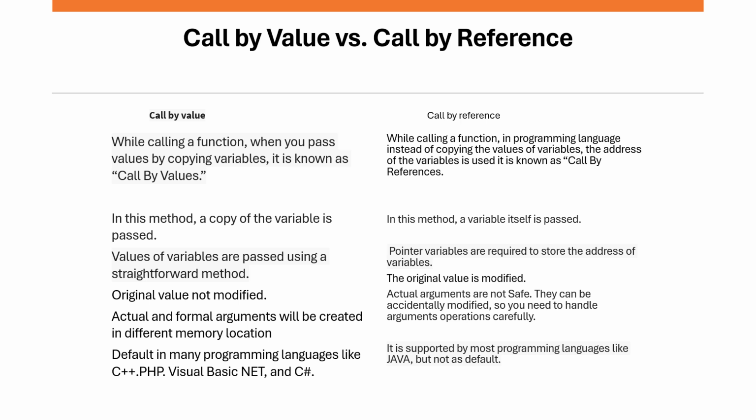So here the original value is modified. So actual arguments are not safe, because we are going to modify the values. Then call by value is the default in many programming languages like C++, PHP, Visual .NET. Call by reference is supported mostly in Java but not as a default.